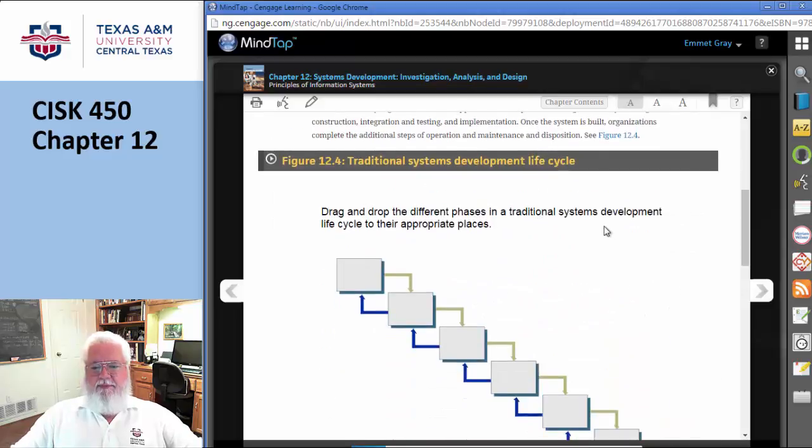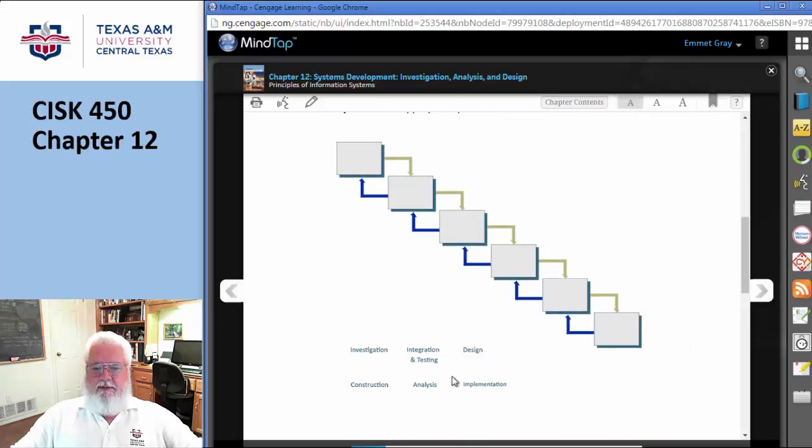I'm going to go ahead and just pop on down to this. I hate it when they do that. I'm supposed to fill these things out. Analysis and design. In fact, I'm just going to do the three that we're doing. So we start with investigation, and then we do some analysis and design. Then I have to build the thing. I have to do integration testing, and then I have to implement it.